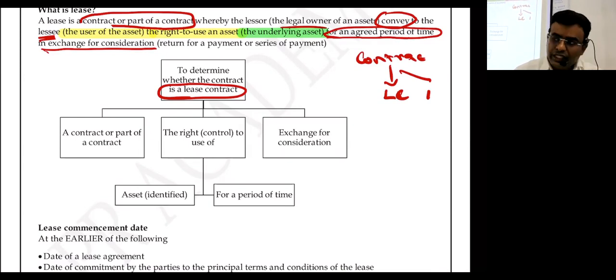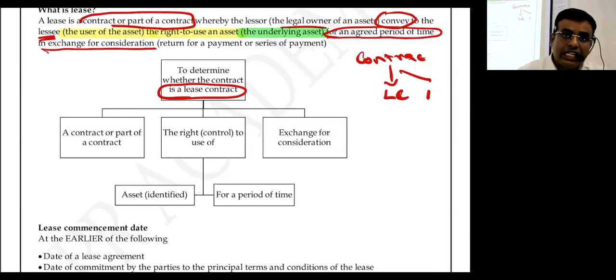Now, to determine whether the contract is a lease contract: contract is normal, but lease contract is a different one. A contract or part of a contract. If possible, we may have one more standard tomorrow, like Ind AS 19 or 12. That is not confirmed, it is only possible, so it may extend.